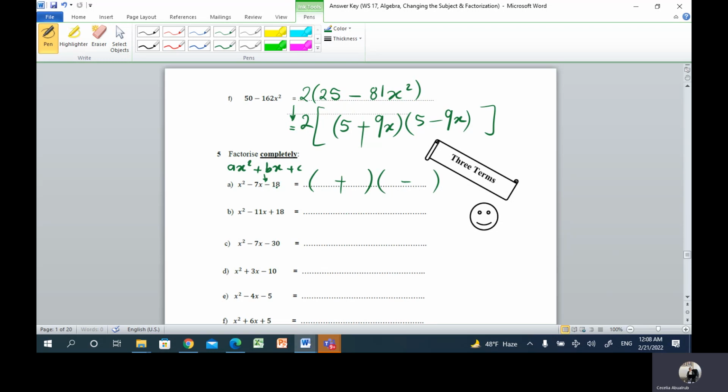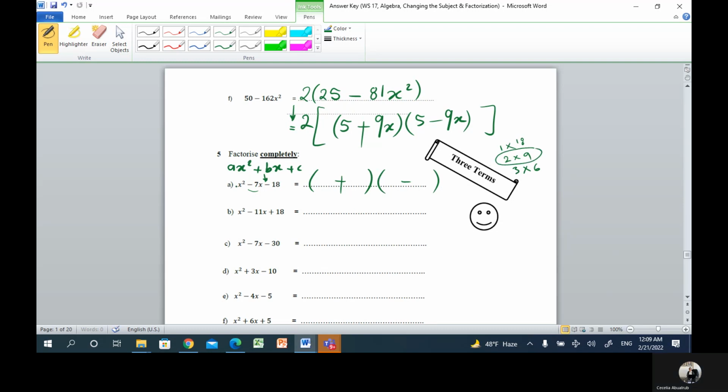So, and then look at the 18. 1 times 18 will give me 18. 2 times 9 will give me 18. 3 times 6 will give me 18. Which of the 3 pairs should I choose? We go to the middle term. So the middle term is negative 7x. 18 minus 1 is 17. 9 minus 2 is 7. So I'm going to go for this one.